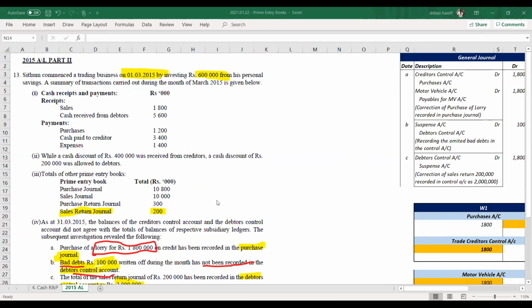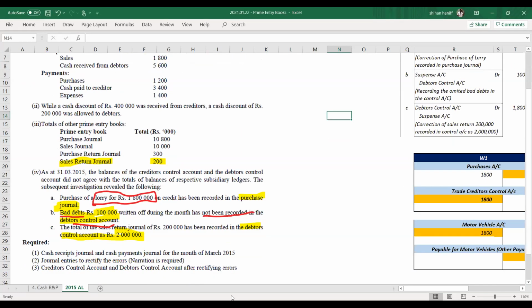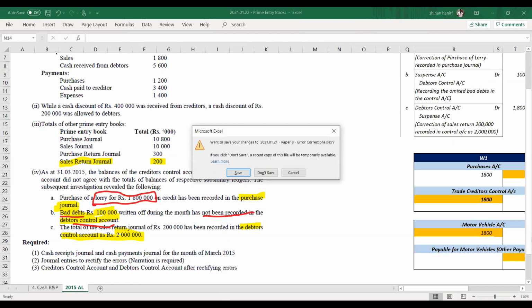So can you all give a try? I'll give 2-3 minutes for you all to try this. Prepare the debtors control account and creditors control account after rectifying the errors. Or you have to do before and after both.